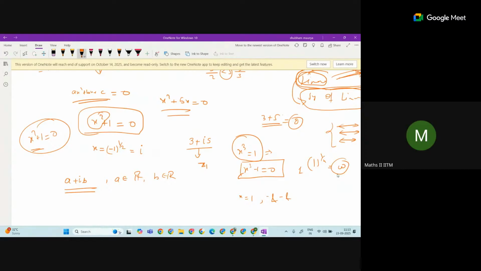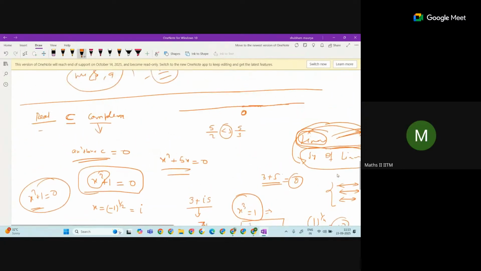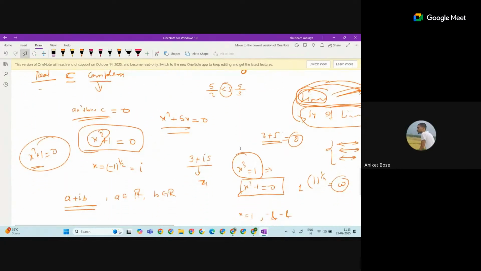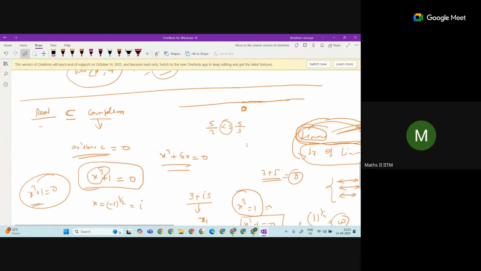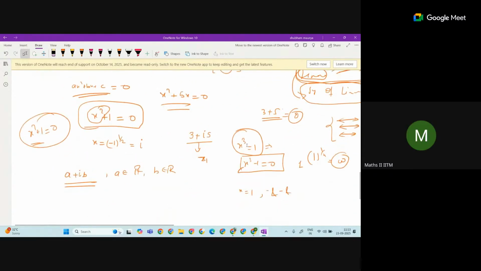Okay, so it depends on the professor or writer how he brings in this complex number. Is it clear? Yes, sir. Okay, so this is the complex number.